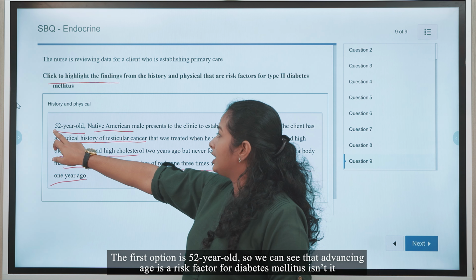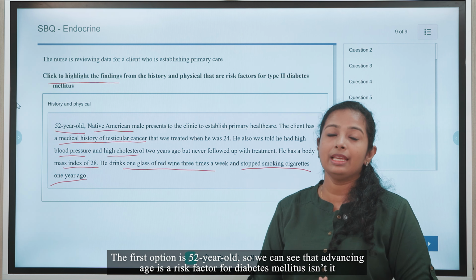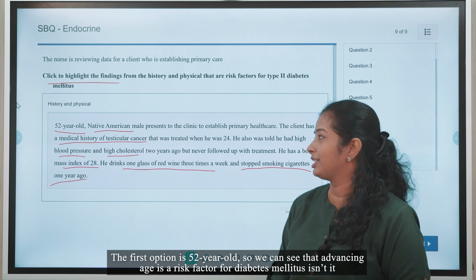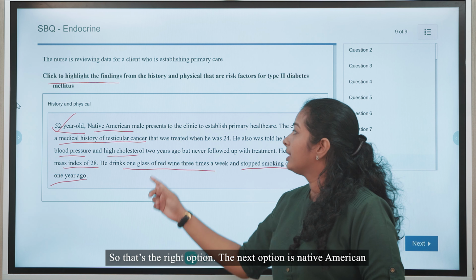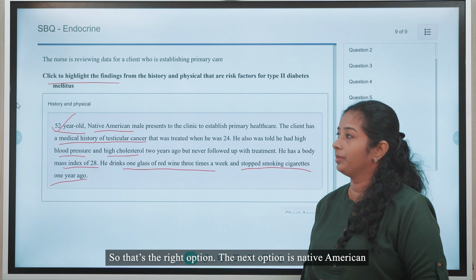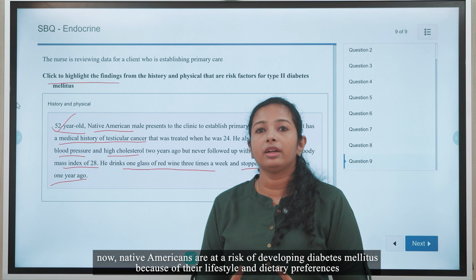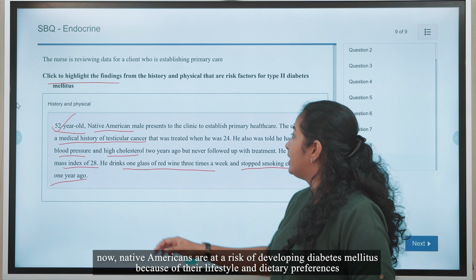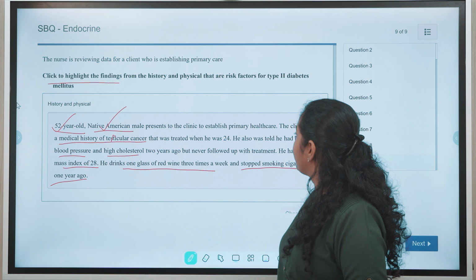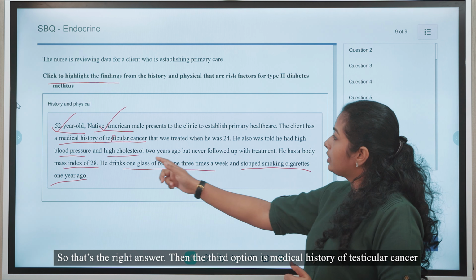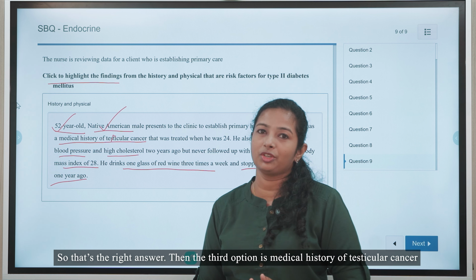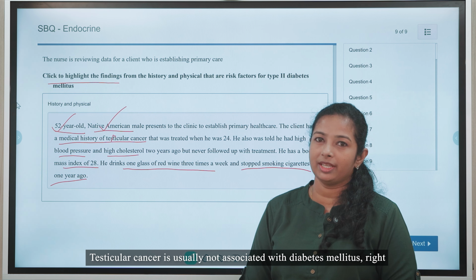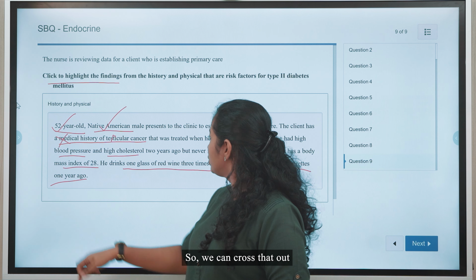So the first option is 52-year-old. So we can see that advancing age is a risk factor for diabetes mellitus, isn't it? So that's the right option. The next option is Native American. Now, Native Americans are at a risk of developing diabetes mellitus because of their lifestyle and dietary preferences. So that's the right answer. Then the third option is medical history of testicular cancer. Testicular cancer is usually not associated with diabetes mellitus, right? So you can cross that out.